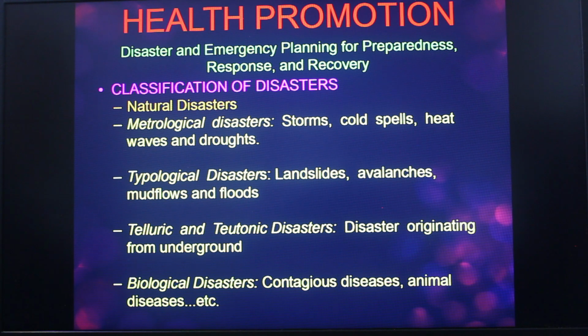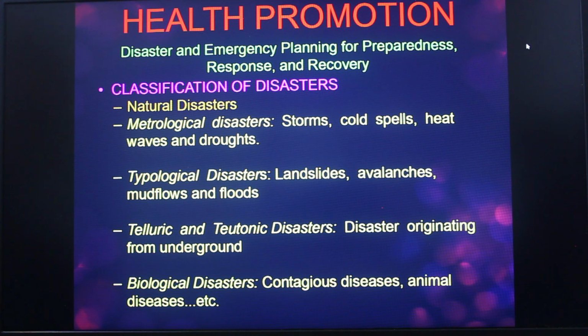If we look at the natural disasters, to give some examples, we have meteorological disasters like storms, cold spells, heat waves, and droughts. We have topological disasters like landslides, avalanches, mud flows and floods. We have telluric and tectonic disasters, like disasters originating from underground, such as earthquakes.